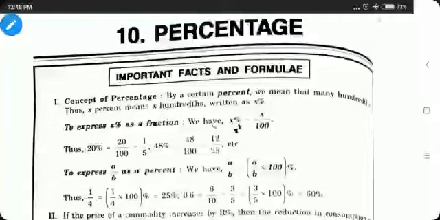Dear students, today we will start with Unit 4. Unit 4 consists of 3 sections. First is percentage, second is average, and third is simple interest. So we will start with percentage.